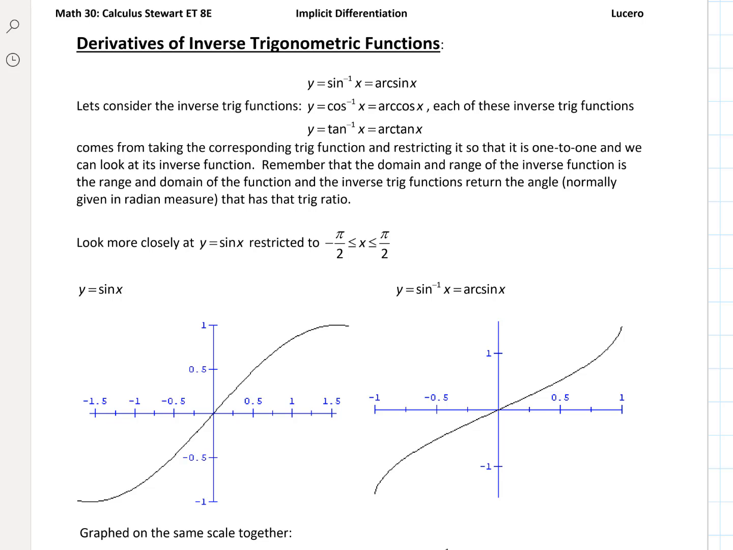For this last piece of this section on implicit differentiation, we're going to explore the derivatives of the inverse trig functions. So let's take just a little minute here at the beginning to talk about the inverse trig functions.